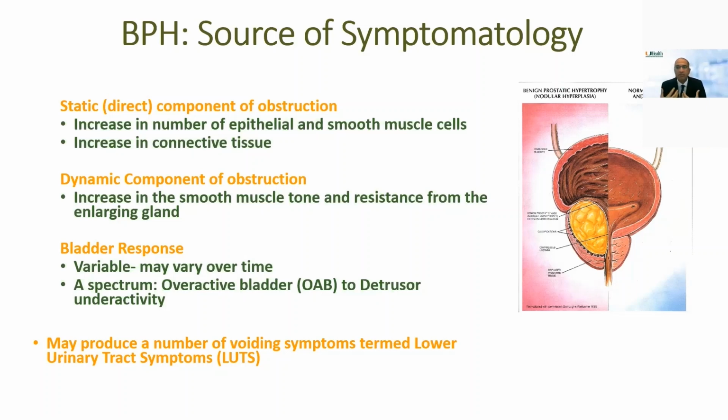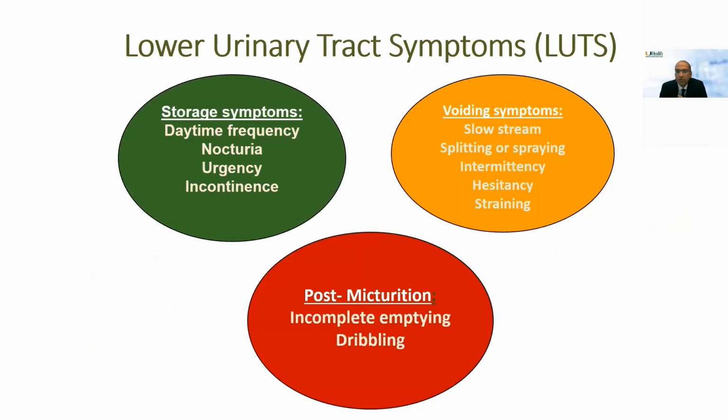And again, all this information is really for the mid-levels who are in attendance today. Most of the medications which are used to treat lower urinary tract symptoms due to BPH act on either the static component, the dynamic component, or the bladder. So finasteride would act on the static component, alpha blockers would act on the dynamic component, and then you have antimuscarinics, which will act on the bladder. So these can produce a number of voiding symptoms, lower urinary tract symptoms.